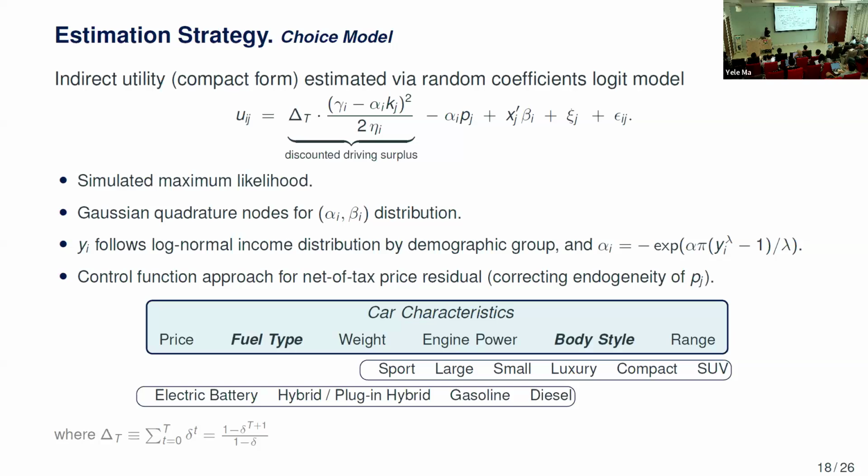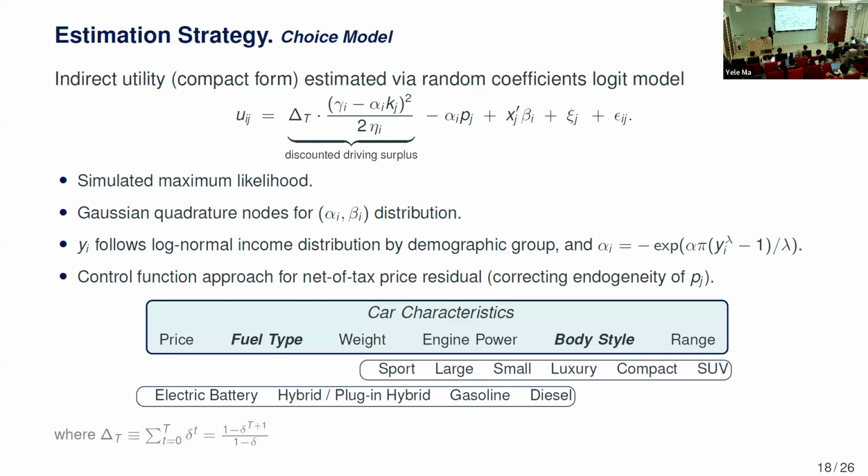Okay, so for the indirect utility, once we have determined this optimal driving, the consumer is going to choose the car. And here you have the optimal value already, and then the rest of the parameters that we use.